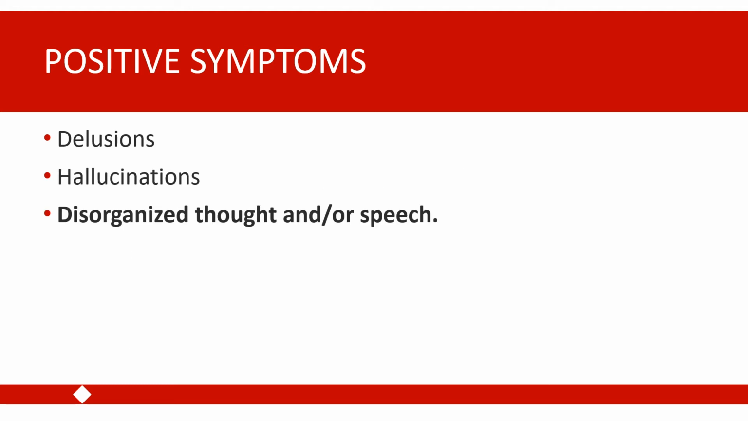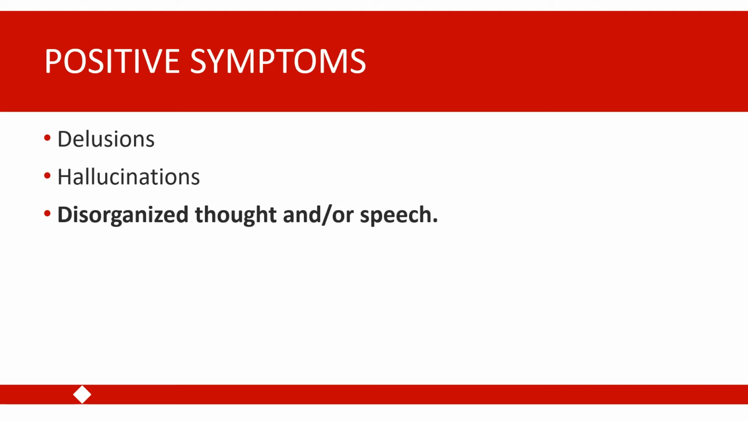Our next positive symptom is disorganized thought or speech. So psychosis can be characterized by disorganized thought, and we can describe this on a spectrum ranging from what we call loose associations, where a person's thoughts are kind of related and we can see how we are getting from one thought to another, but it's a little bit harder to follow. We're getting a little bit disorganized.